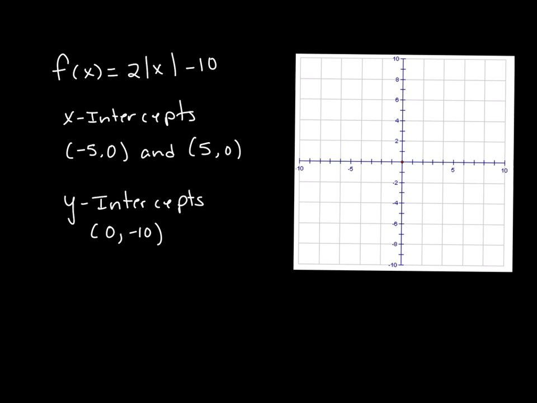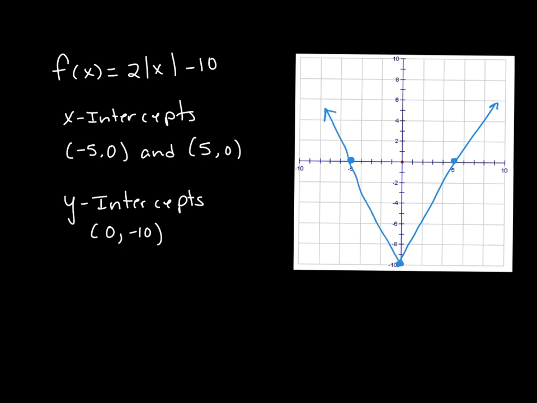So from the last slide, I've copied everything over. This is our function, the x-intercepts that we found and the y-intercept I found. Now I'm going to take these 3 points and move them over to the graph. So we have (-5, 0) right here, and (5, 0), and (0, -10), which is right here. Based upon what I know about graphs, this is going to make a V, and it looks like this. I'm going to just draw this graph in, and it goes on in both directions.